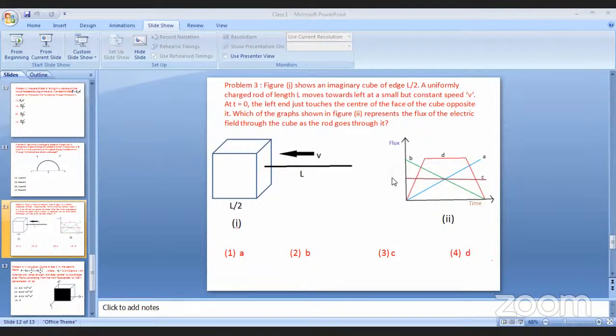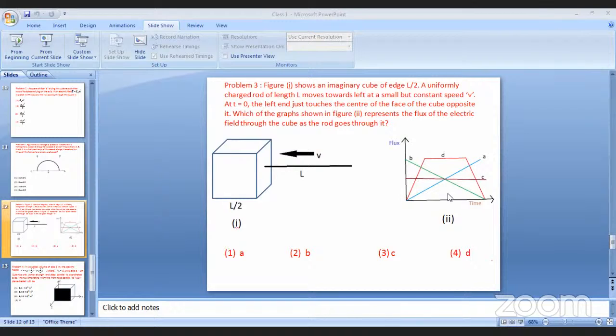So you have to understand the question first. This is the cube and a charged rod enters this cube at time t equal to 0. From that point, the rod goes inside the cube and comes out through the other face of the cube. So what is the electric flux through this cube due to the presence of this charged rod? They have given you 4 curves, A, B, C, and D. The blue one is A, the green one is B, the brown one is C, and the red one in the form of a trapezium is D. Which of the 4 options represents the flux of the electric field through the cube?